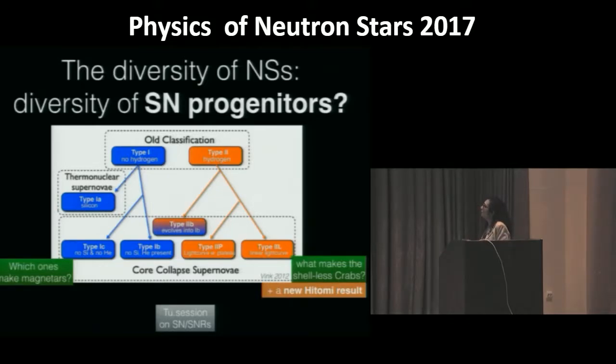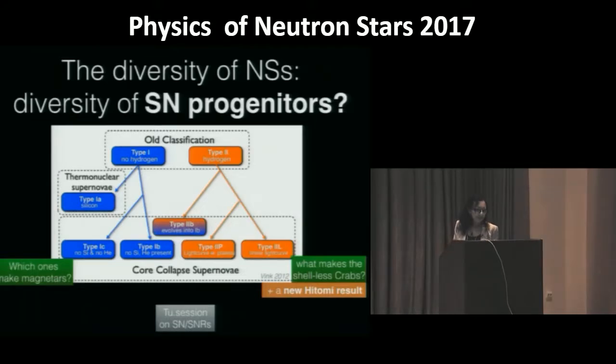What I'm showing here is the old historical classification of supernovae based on their optical spectra. And we're interested here in core collapse supernovae, which are shown here with the different subtypes, eventually implying different progenitor masses, with progenitor masses going higher to the left in this case. And some questions I'm particularly interested in is which types of supernovae make magnetars and even CCOs? And a fundamental question, what type of explosion made the Crab Nebula?